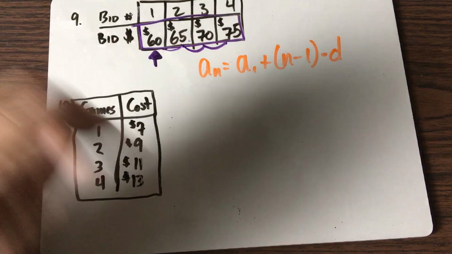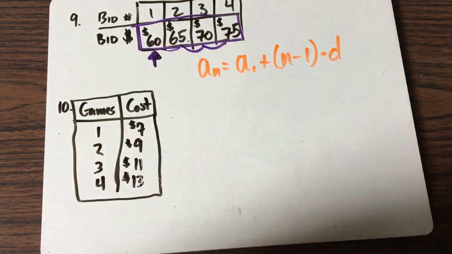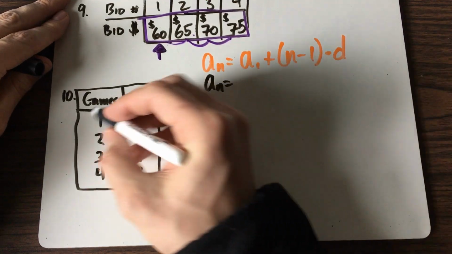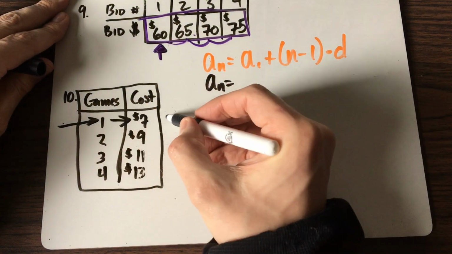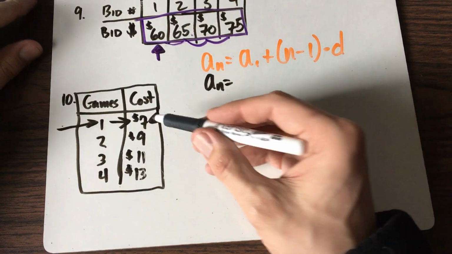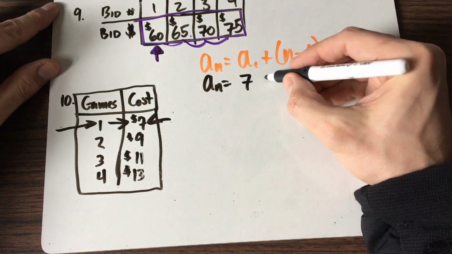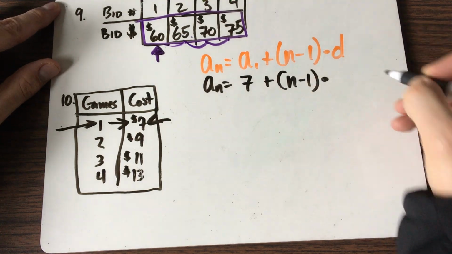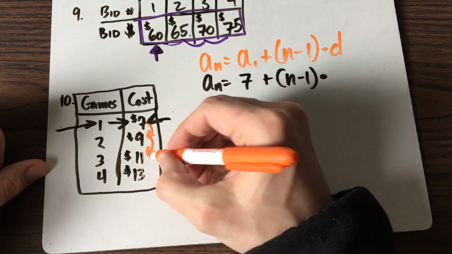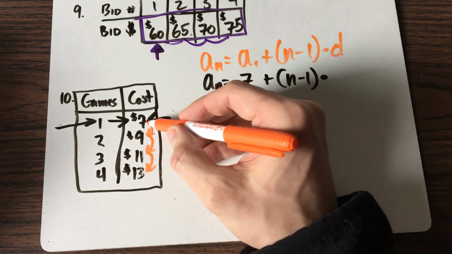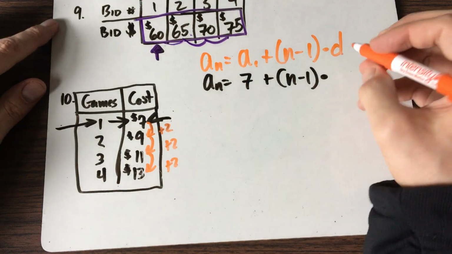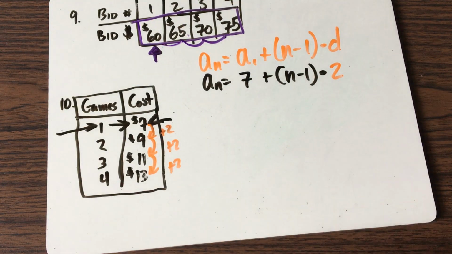So here's your formula. All you need to do to fill in this formula is you need to know what A1 is, the first number. The first number is always going to be right here, the 7. When you've played one game at this carnival or this fair, you've paid $7, and then n minus 1 times the common difference. The difference is what's the pattern going down? How much does each game cost? What's the rate of change? And in this case, each game costs another $2. 7, 9, 11, 13. So each game costs $2.